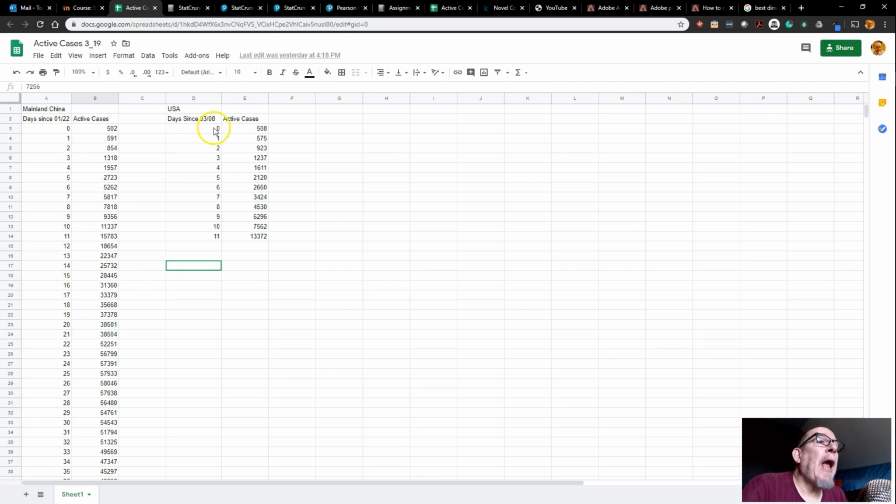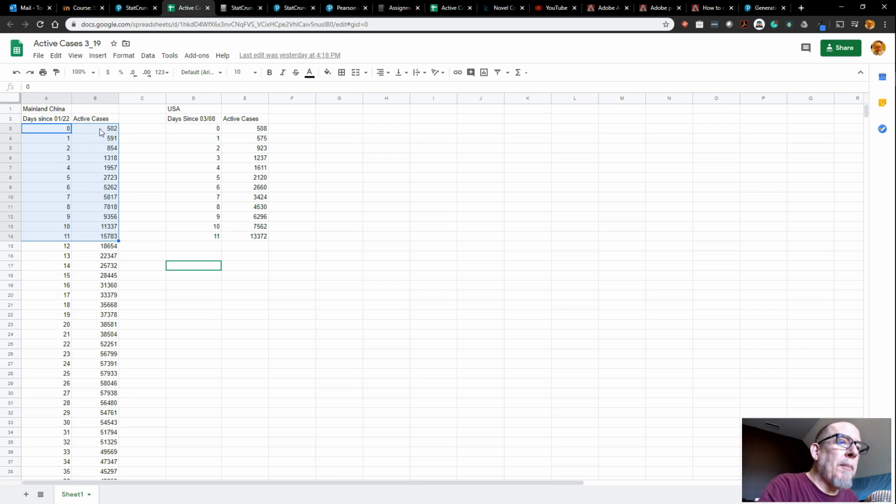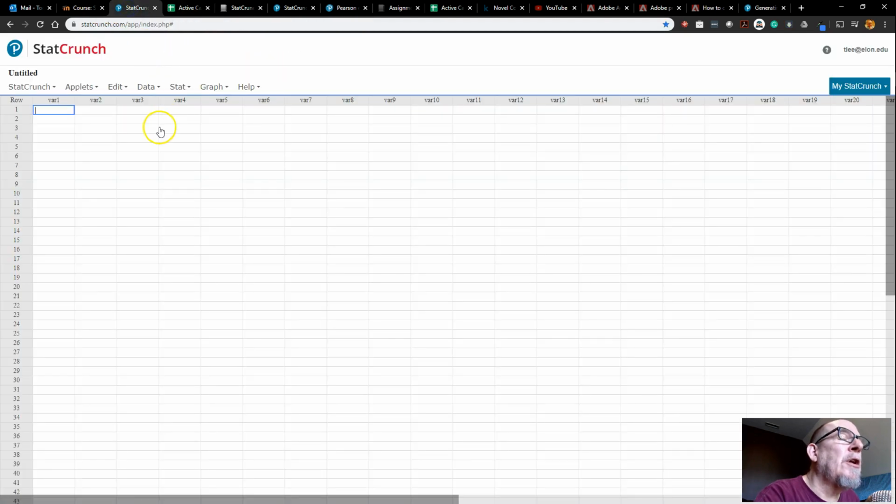I've also, starting at a date which I think was 3/08, when the U.S. first had recorded over 500 active cases, lined it up with the mainland China data, calling that day 0. These are the number of active cases we've had up to 3/19, where we had 13,000 active cases of coronavirus reported in the U.S. and its territories. So what do we want to do? We want to look at the first 11 days, because that's how much data we have for the U.S. We're going to look at the first 11 days for mainland China and their number of active cases during that time. We're going to copy it, Control C, and go to StatCrunch and paste it.